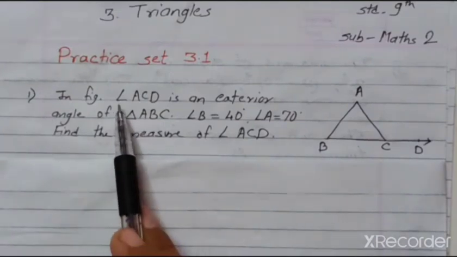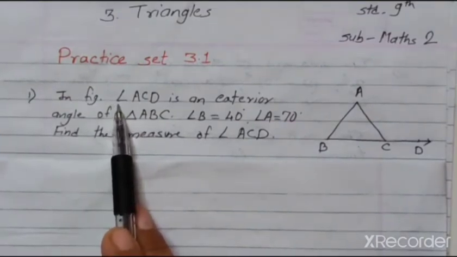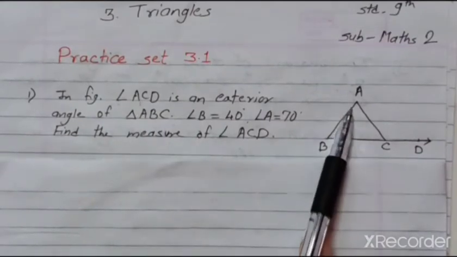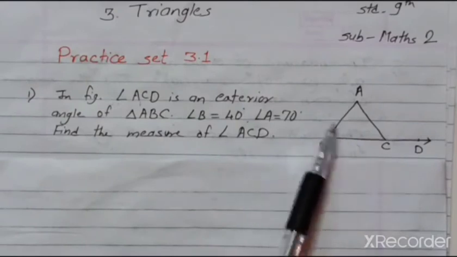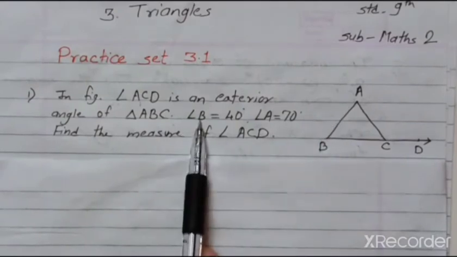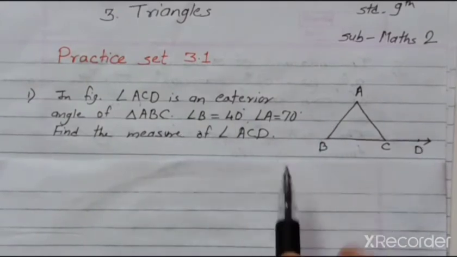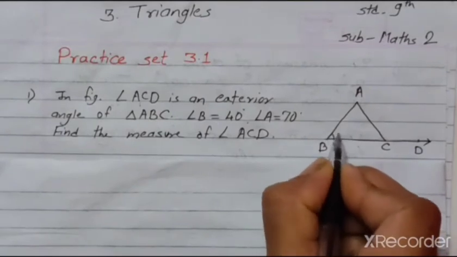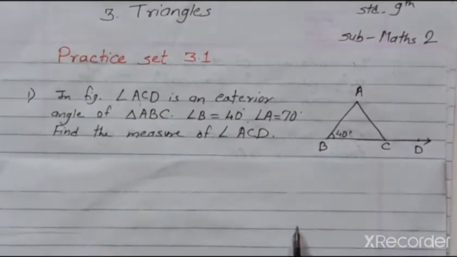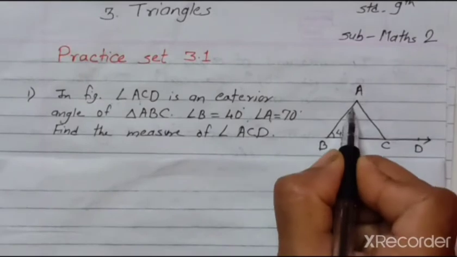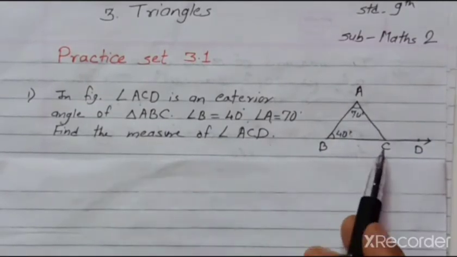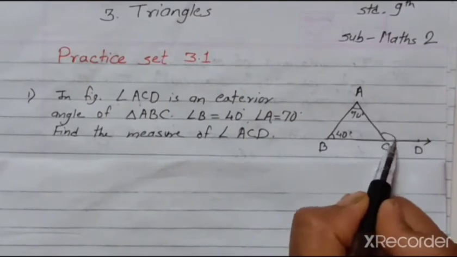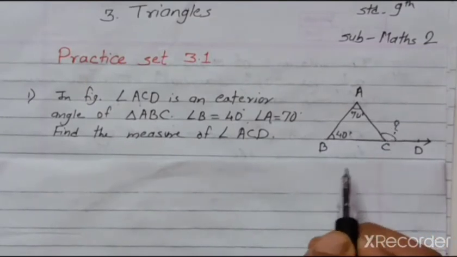In this question, angle ACD is an exterior angle of this triangle ABC. Measure of angle B is equal to 40 degrees. So let us substitute these values in this figure. Angle A is equal to 70 degrees. Find the measure of angle ACD. ACD means this exterior angle of this triangle.